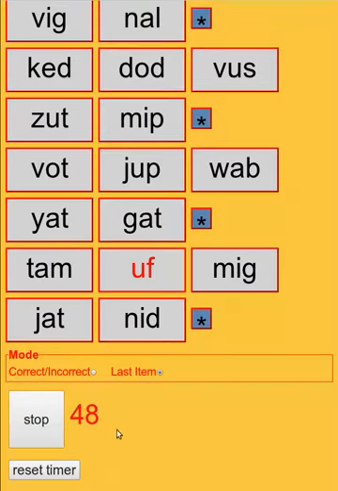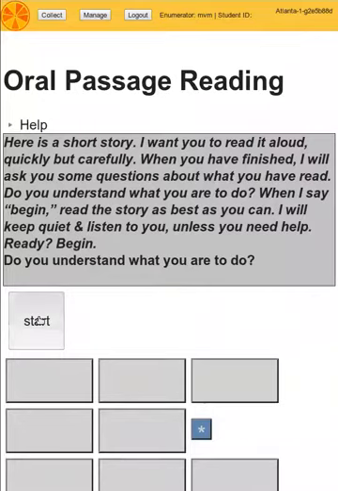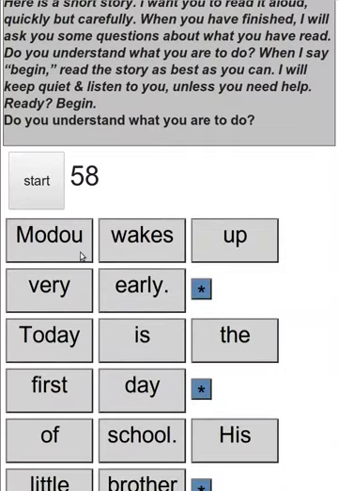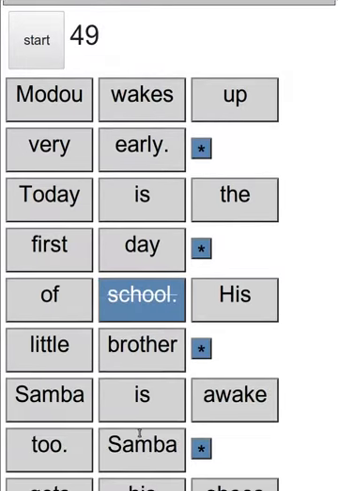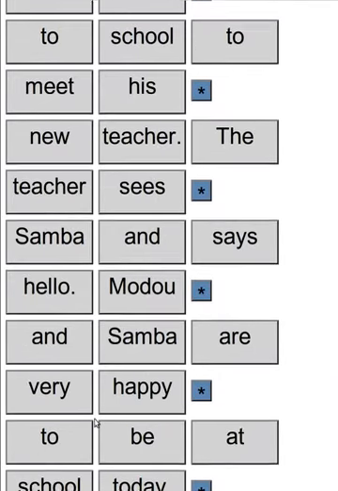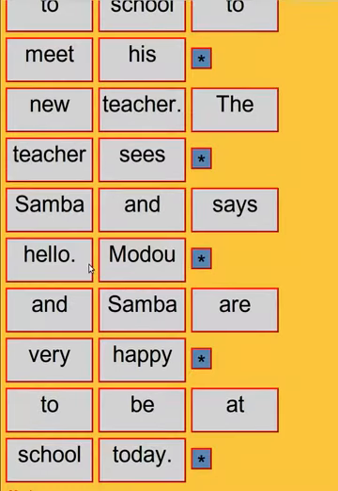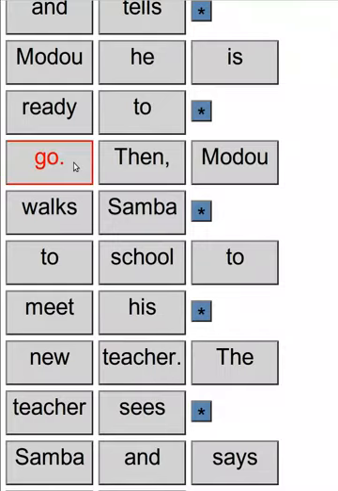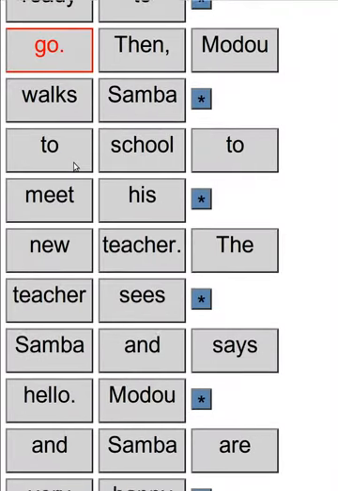So again, we're just going through and testing the child. Now they're actually reading a story. Modu wakes up very early. Today is the first day of, what is this word? They got that one wrong, so we're going to mark it off. Again, we're going to stop the timer. This time we're going to say that the student only got about halfway through this story.